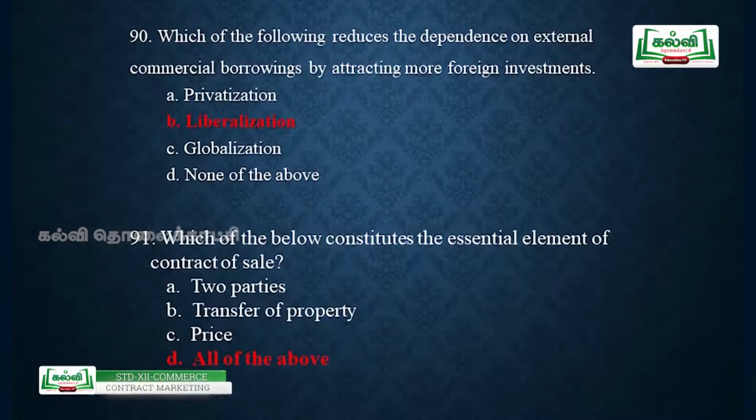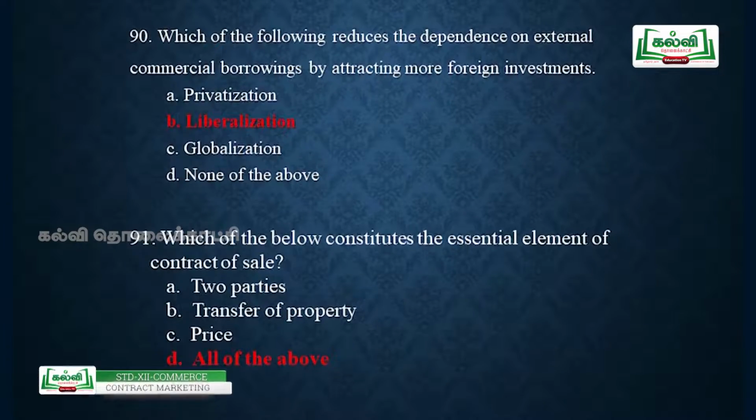Okay. The next one: which of the below constitute the essential element of contract of sale? Next we pass on to the Contract Act. In the Contract Act, the main characteristics are, there must be two parties, the offer and acceptance we all know, and option B, transfer of property. Transfer of title to a product from one person to another person, and physical transfer of the product should occur.